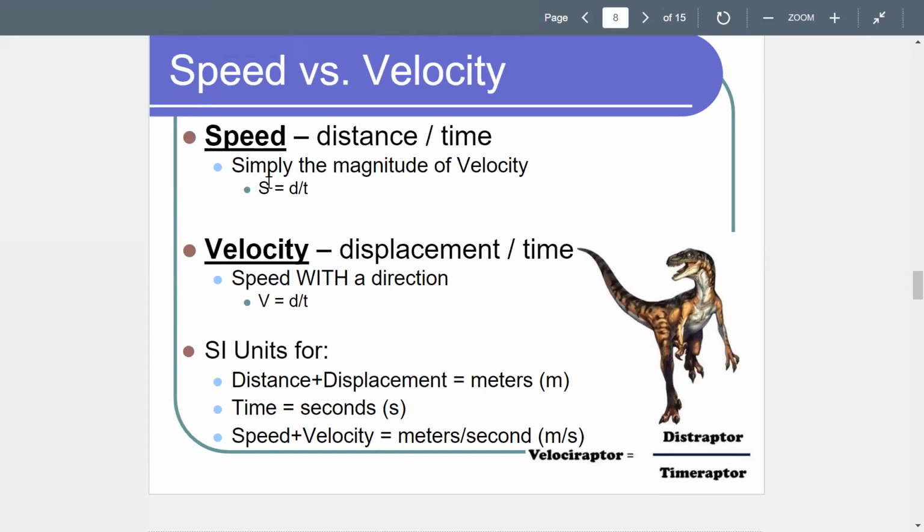So the equation we'd use for that would be S is equal to D over T, D standing for distance, T standing for time, and of course S standing for speed. Now velocity here is displacement over time. So that's going to be speed with a direction. So it cares about point A and point B, and V is going to be the letter we use for velocity, and D over T.